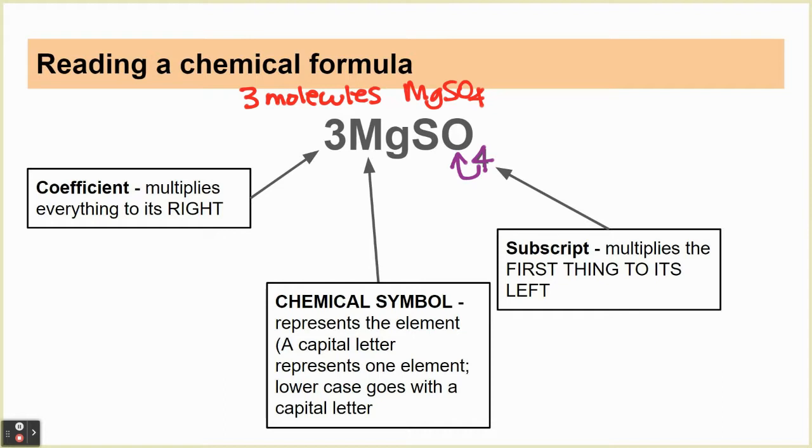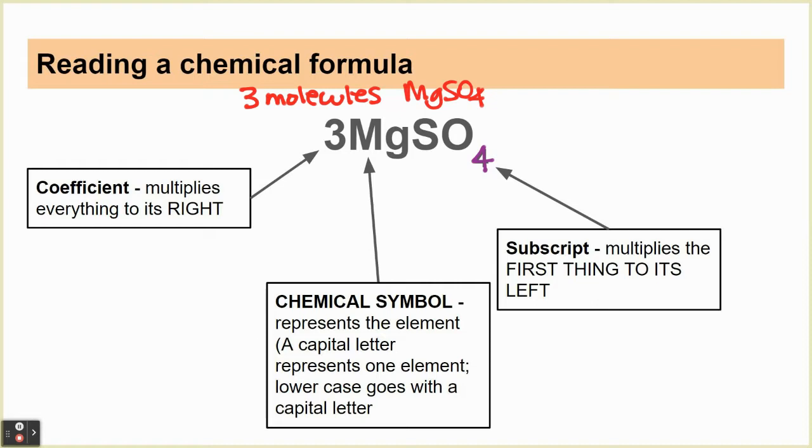Now the S and the Mg don't have those numbers. They don't have subscripts. Well, actually, they do. There's actually a 1 there. But 1 is invisible in chemistry, so we never write it. So again, the coefficient multiplies everything to its right, and the subscript multiplies the first thing to its left.